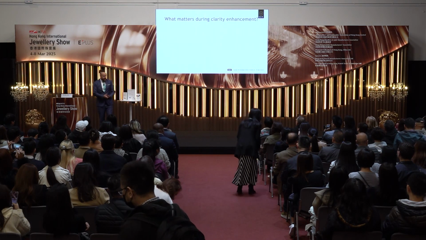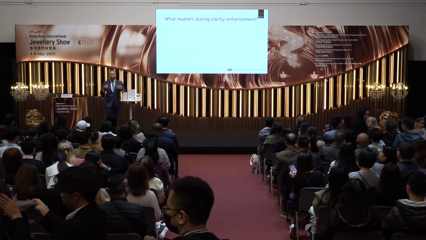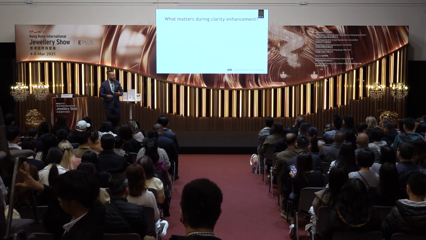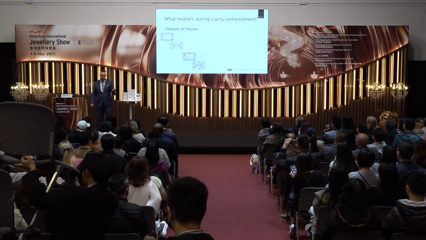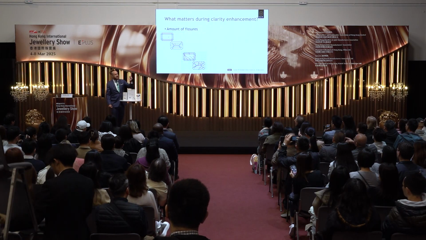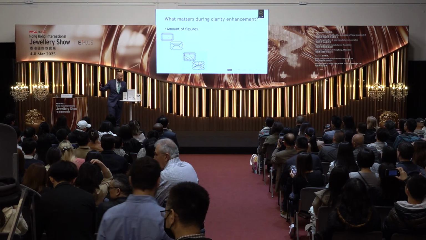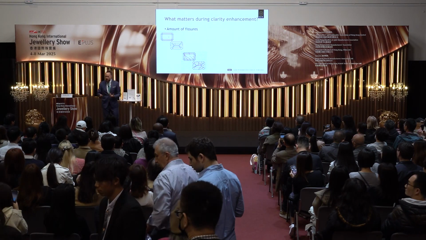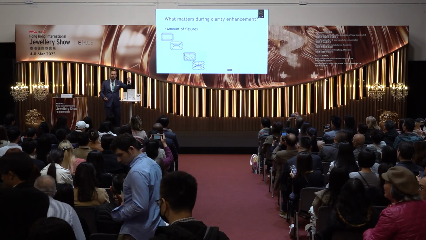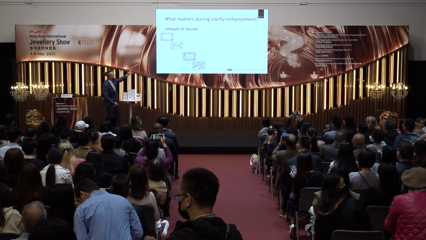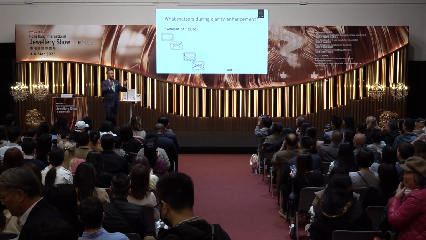Now, what matters during clarity enhancement? When GIA looks at clarity enhanced stones, what are the things that we look at? The first thing that we need to take into account is the amount of fissures. Because obviously, if there's only a small fracture that's clarity enhanced, or there's 20 big ones that are clarity enhanced, that is important to make that difference. Because that stone on the top that only has a tiny fracture, that is much rarer than a stone with all these big fractures on the bottom right. So it's important to make that distinction.